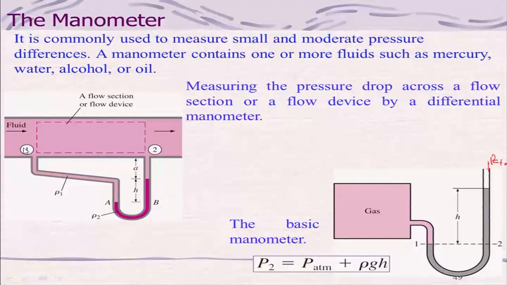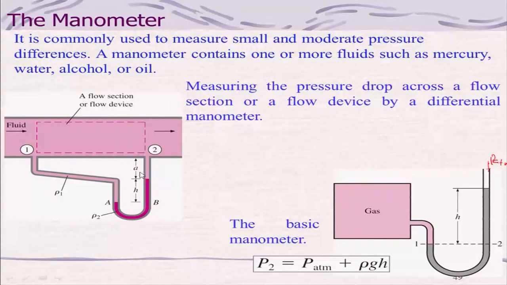And I need to measure the pressure between this point, station 1, and station 2, right? So that is the thing we will have to do. If you look at this, this is the height from here to this, this is your manometric fluid, and this height is the change in the manometric fluid, right? And this manometric fluid must be different from the flowing fluid.